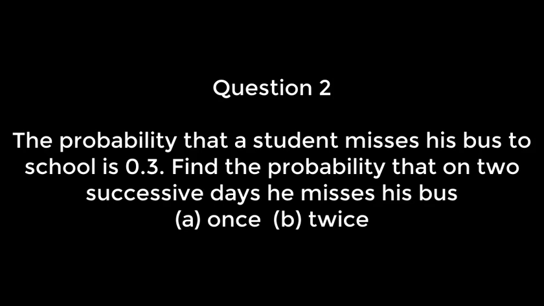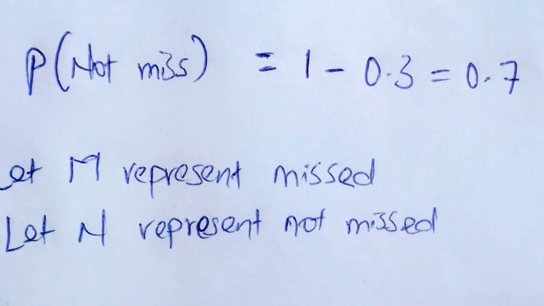Question 2. The probability that a student misses his bus to school is 0.3. Find the probability that on 2 successive days he misses his bus, A, once, and B, twice. The first thing to do in this question is to get the probability of times he didn't miss his bus. Probability of not missing will be equal to 1 minus 0.3, which leaves us with 0.7.